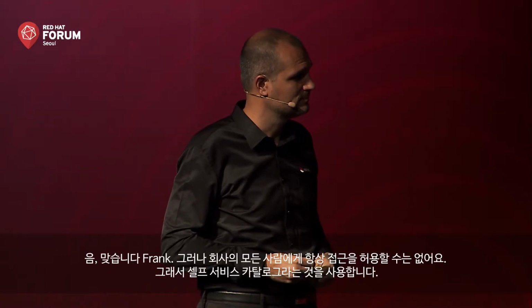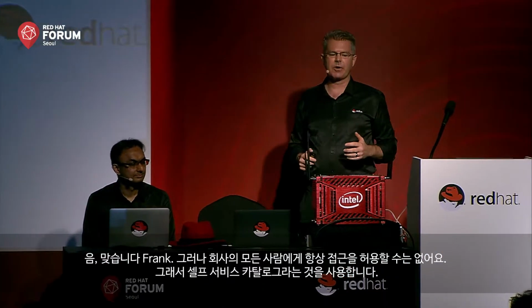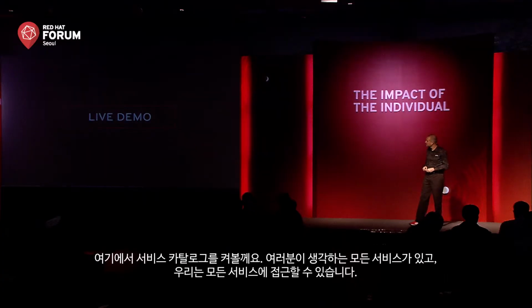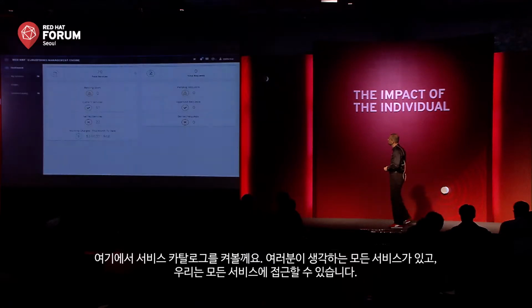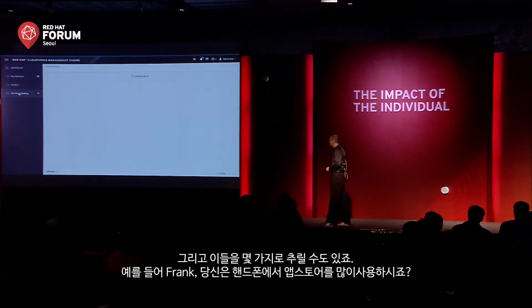Well, that's true, Frank, but you see, we don't want to give everyone in the company access to everything all the time. So what we want to do is curate down into what we call a self-service catalog. So we only give the right people in the teams that need it access to things just like they want at the time. Let me give you an example of this. We've got a service catalog here that I can switch on. And if you think about all the services we have access to, there's a lot of them, we can narrow them down to a short list.